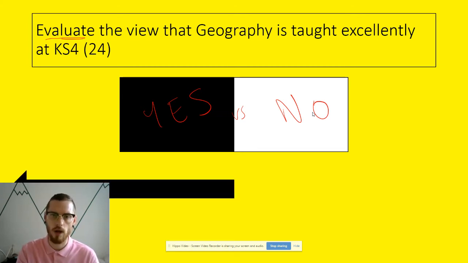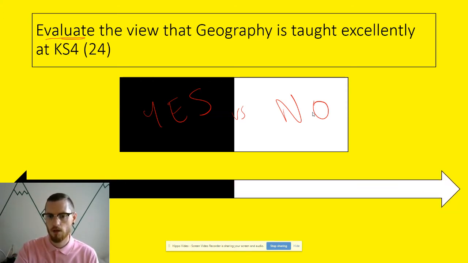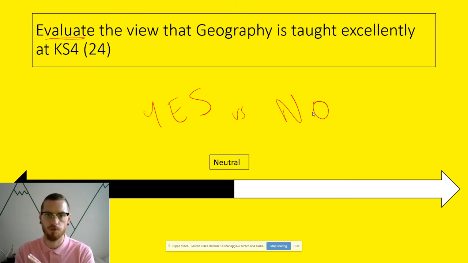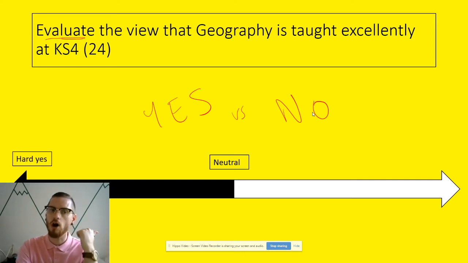It probably looks more like this, okay, on a spectrum. So we've got the yeses on one side and the no's on the other. So let's imagine the middle of my spectrum, these arrows on the screen, is neutral. And then far left is hard yes.